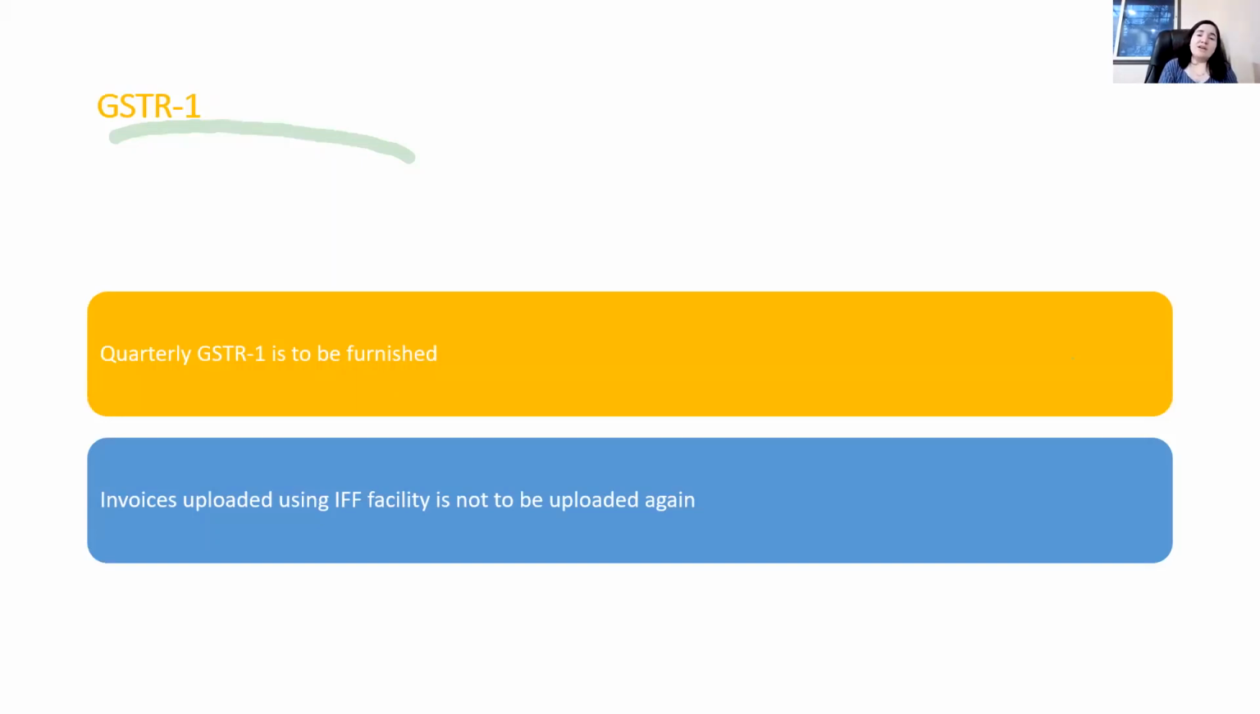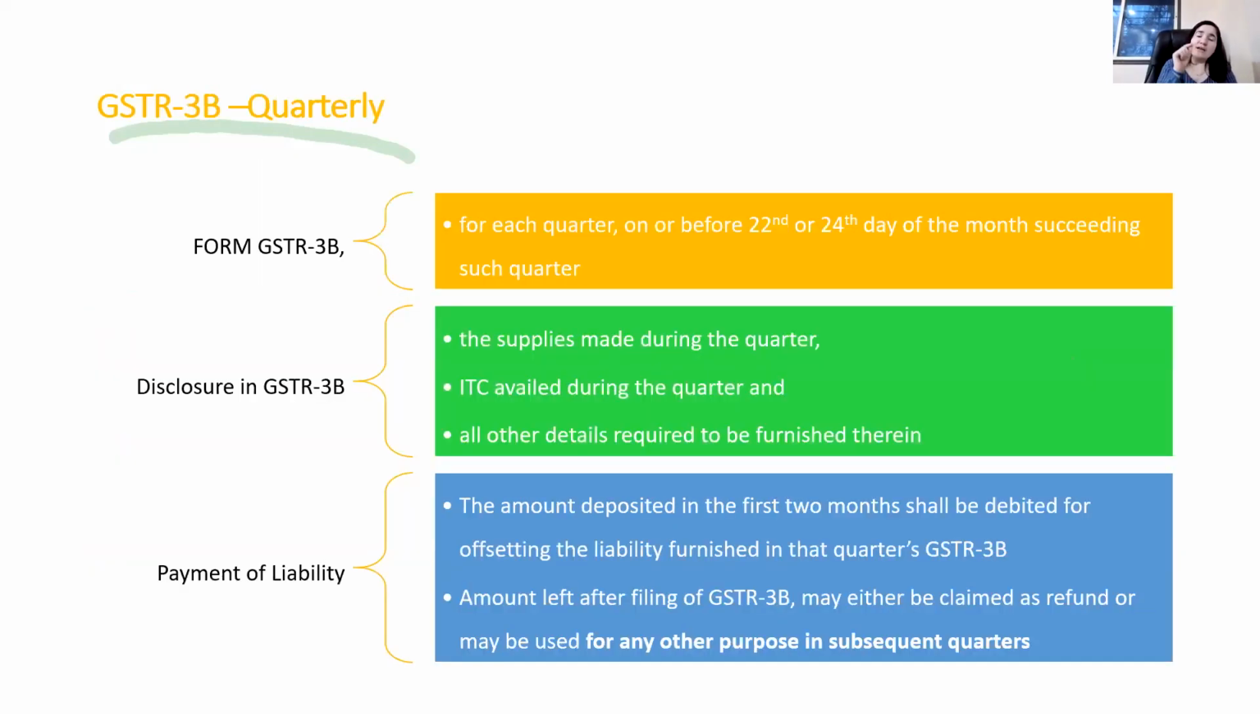Now GSTR1, coming to the return to be filed. As discussed, the return is quarterly. So GSTR1, whatever you are furnishing normally, instead of monthly, under the scheme, a quarterly GSTR1 is to be furnished along with the IFF facility. And again, I am repeating that whatever invoices are uploaded using the IFF facility, please don't consider them while filing the GSTR1.